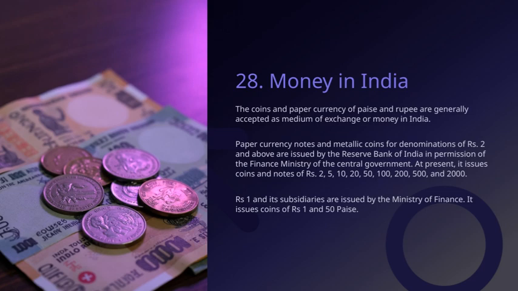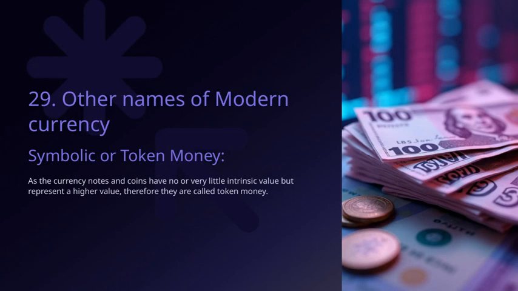Now, let's talk about why currency notes and coins are called token money. You see, their intrinsic value, what they're actually made of, is very little or sometimes nothing at all. Instead, they represent a higher value, which is agreed upon by society. That's why we refer to them as token money. It's essentially a symbol or a token that stands for value, rather than having that value in themselves.